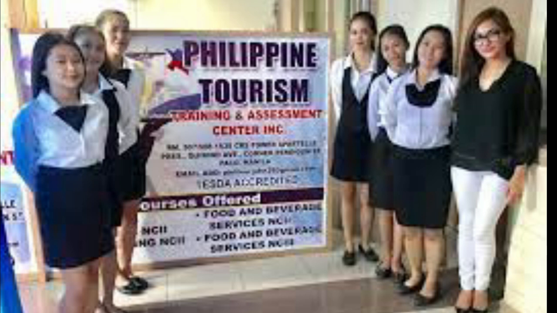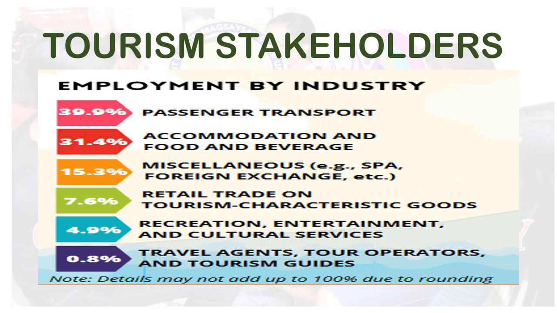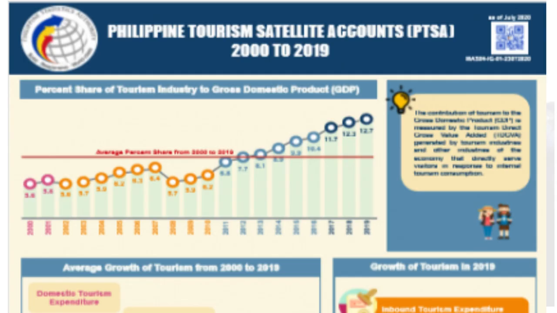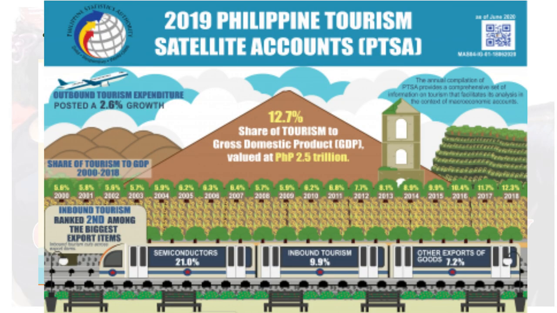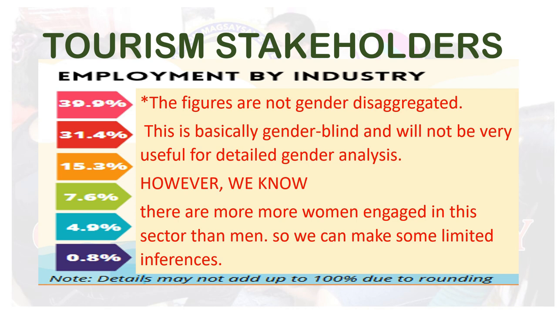Let us start with stakeholders. The Philippine Statistics Authority published the following data about the stakeholders in tourism in the Philippines. This slide presents the breakdown of the Philippine tourism sector in terms of the players in 2021. In this government data, the figures are not gender disaggregated. This presentation of data is basically gender blind and will not be useful for detailed gender analysis which we need to diagnose.